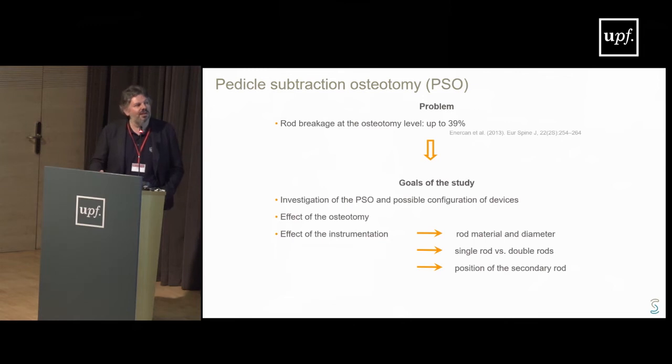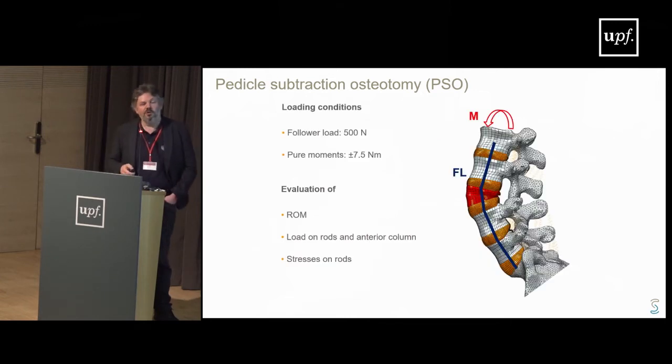So what we tried to do is to see if we can do better by, for example, changing the material of the rods or the diameter. Is it better if we use bigger rods or if you use 4 rods instead of 2? So just double the rods to see what happens to the rods. And if we decide to use 4 rods instead of 2, where should we put the 2 additional rods? It's not a trivial question. So you can put that in different positions, and this might have an effect on the biomechanics of the construct.